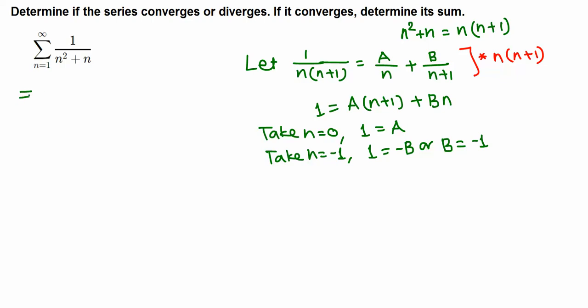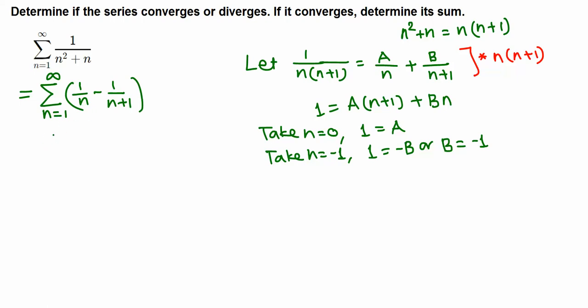So this sum can be rewritten as the sum from n equals 1 through infinity of a over n, where a is 1, so 1 over n, plus b over n plus 1, and b happens to be negative 1, so negative 1 over n plus 1. And this is a telescoping series.